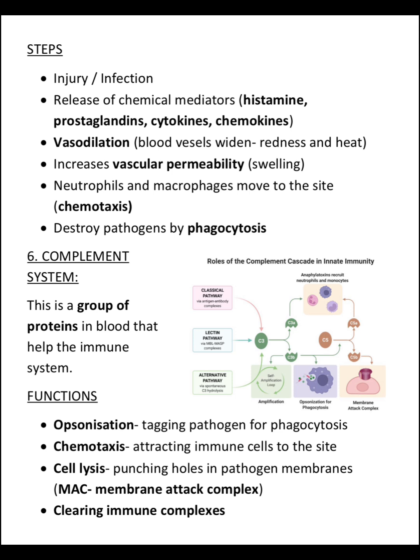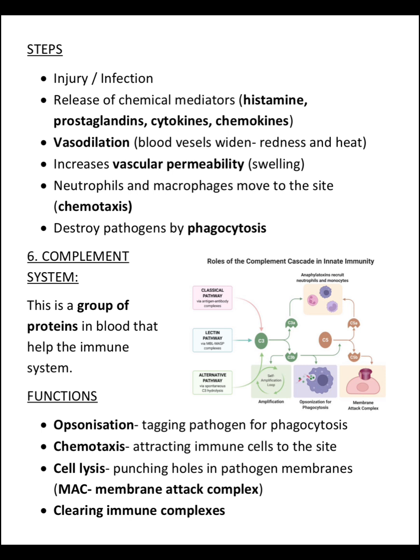Chemotaxis, attracting immune cells to the site. As we have already said, chemotaxis is an important process for immune cells like neutrophils and macrophages to reach the site of infection or inflammation. The chemicals that attract these cells are called chemoattractants. For example, complement product C5a, bacterial products, or cytokines. The third function is cell lysis.